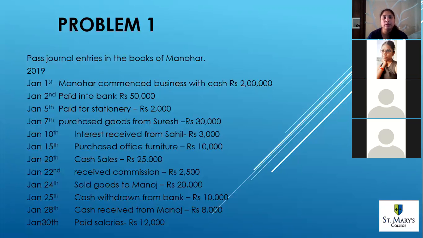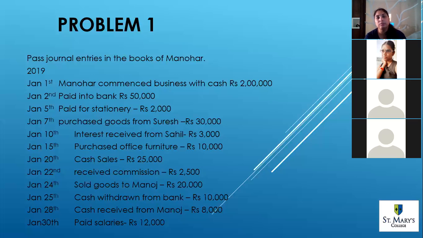See the next entry. Next transaction says January 10th, interest received from Sahil. Now again it is a little complicated entry. It says interest received from Sahil. He is telling us that we have already received interest. And if you are receiving interest, it's implied you will receive it in the form of cash only. Then he is again giving us the name Sahil also. So he is giving us the name only to confuse us.